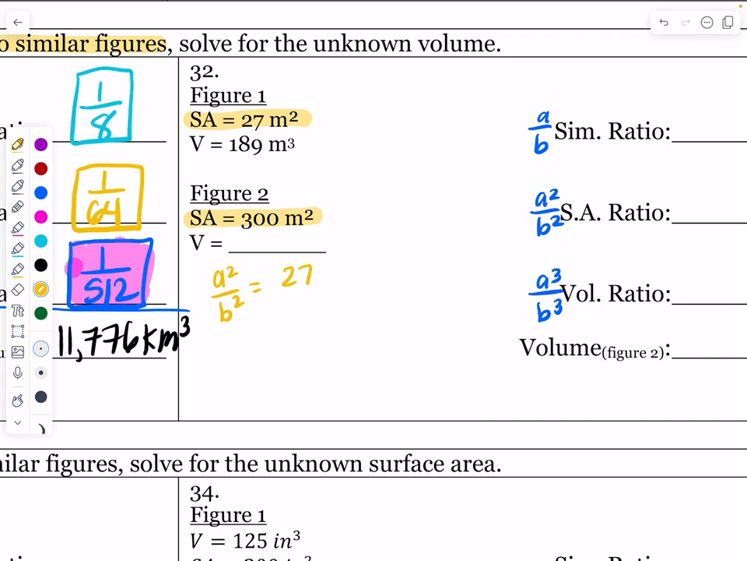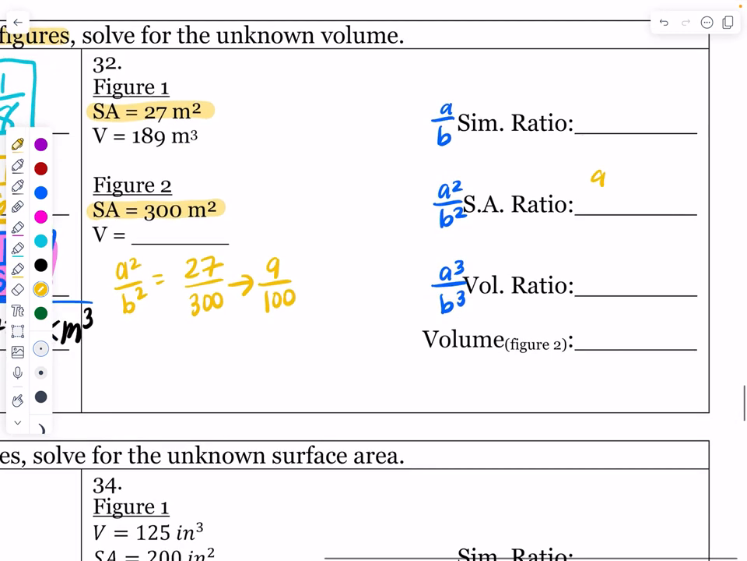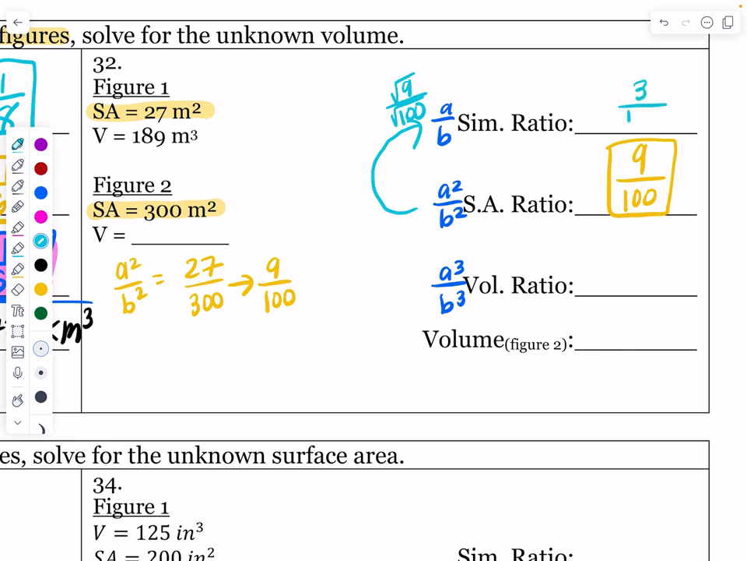So that's going to be 27 over 300. So 27 over 300 simplifies as a fraction to 9 over 100. So I get to fill that in right here. 9 over 100. There we go. So how do I go from there, which is the second level, up to the similarity ratio? I'm going to take the square root. Square root of 9 over square root of 100. So the square root of 9 is 3. So the square root of 100 is 10. So there's my A and there's my B.